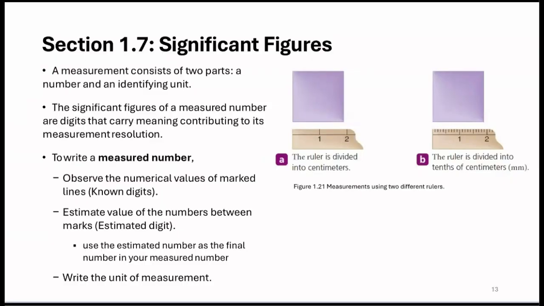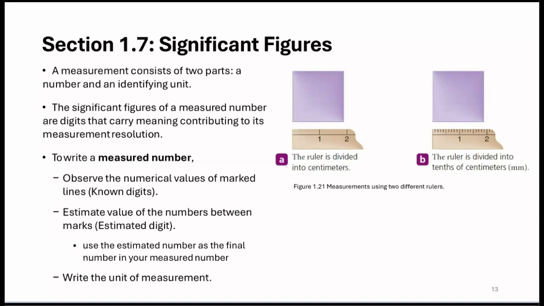Now we are going to focus our efforts on understanding how we write measurements. Measurements are composed of two parts. Those two parts are numbers, meaning digits, and a defining unit. It's going to be one of those units that we were talking about in table 1.3. Now, in a measured number, those digits that we have in the measurement are known as significant figures. The significant figures are the digits that carry meaning, contributing to the measurement resolution. The resolution is based on the markings on the instrument that we utilize.